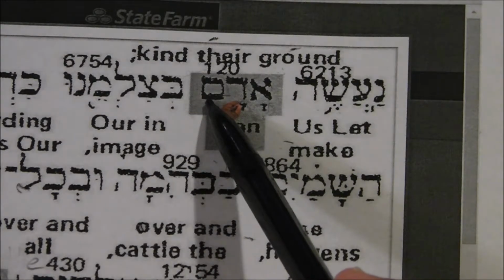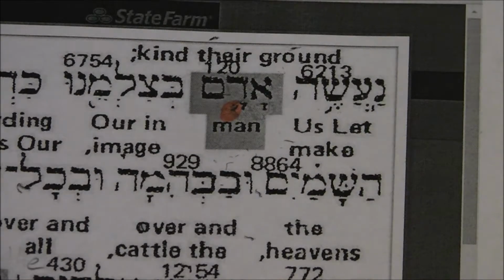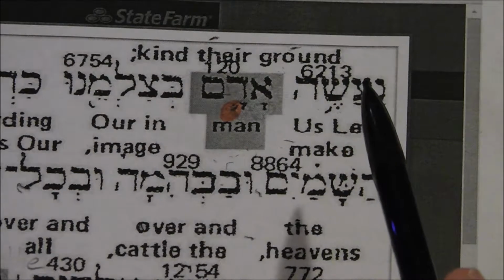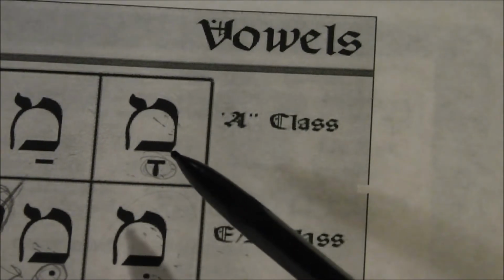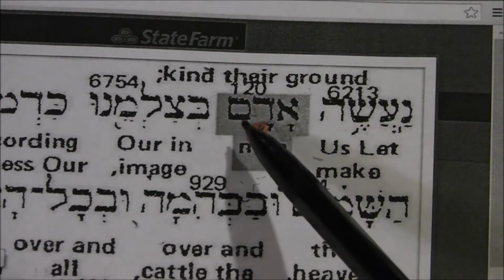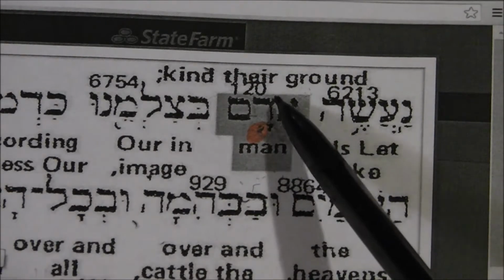mem, which you may be familiar with, John, I'm not sure, but another tricky thing about Hebrew is that there are a few consonants in Hebrew that change shape when they appear at the end of a word. They have a terminal form, an end of the word form, and this is the end of the word mem. So when you see mem elsewhere in a word, it looks like this. But when mem shows up at the end of a word, it looks like this. So anyway, what you have here is Adam.